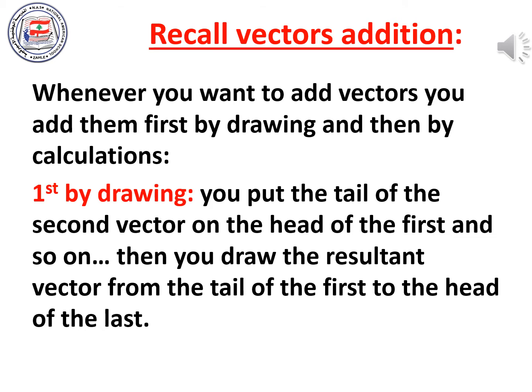So you have to remember this rule whenever you are adding vectors by drawing. So repeat it in your head whenever you want to draw a resultant force. You say, I put the tail of the second vector on the head of the first. Then I put the tail of the third on the head of the second, etc., until all the vectors that I want to add are done. And then I draw the resultant vector, which is the total vector, from the tail of the first to the head of the last. We will see several examples.